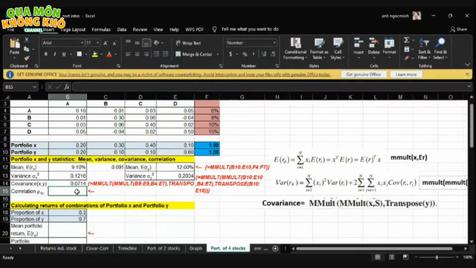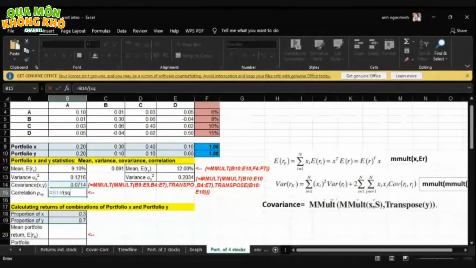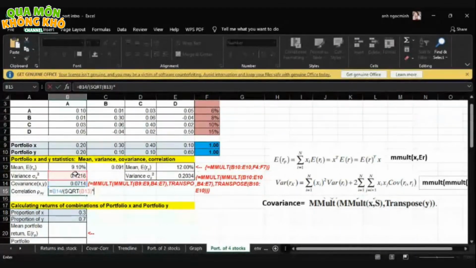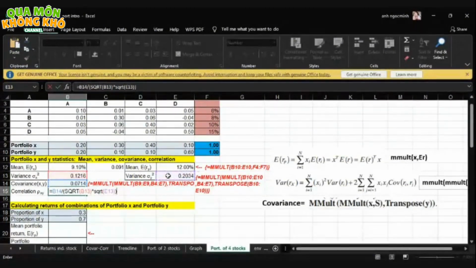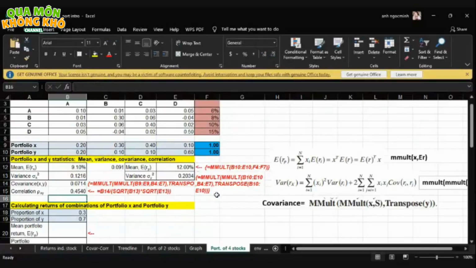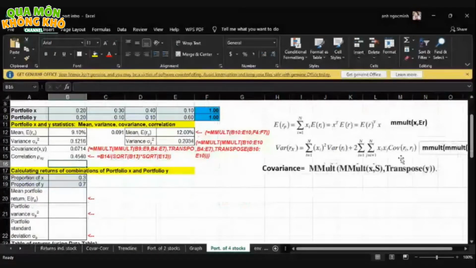And for the correlation, we just take the covariance divided by the product of two standard deviations, the square root of the variance of X multiplied by the square root of the variance of Y. So here.